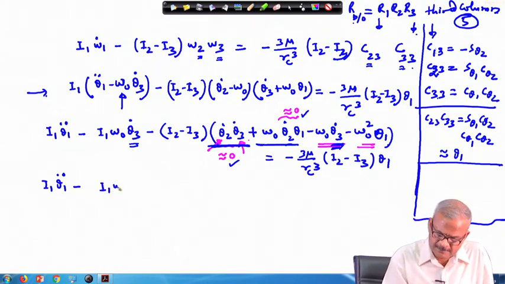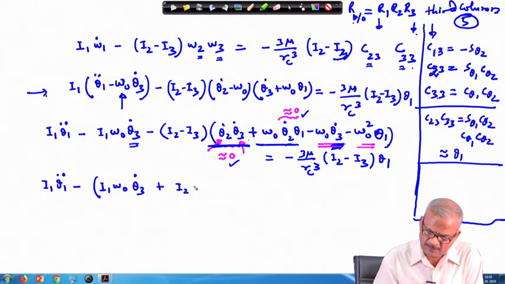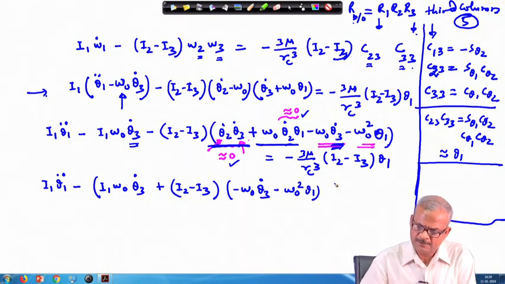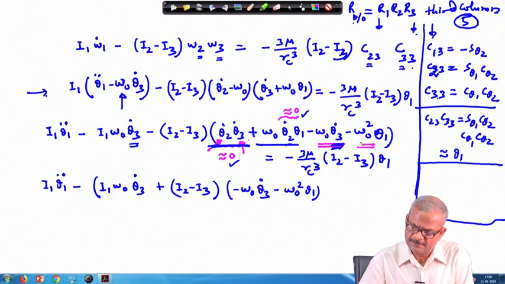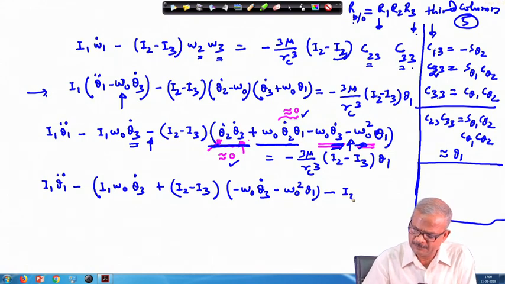So, if we write it like this and this minus sign we keep it outside. So, this is theta 3 dot, and from here this becomes plus I 2 minus I 3 times minus omega 0 theta 3 dot minus omega 0 square theta 1. Then this part will be remaining, we have to write that part also. So, this minus and this minus sign reduce to plus I 2 minus I 3 times omega 0 square theta 1.